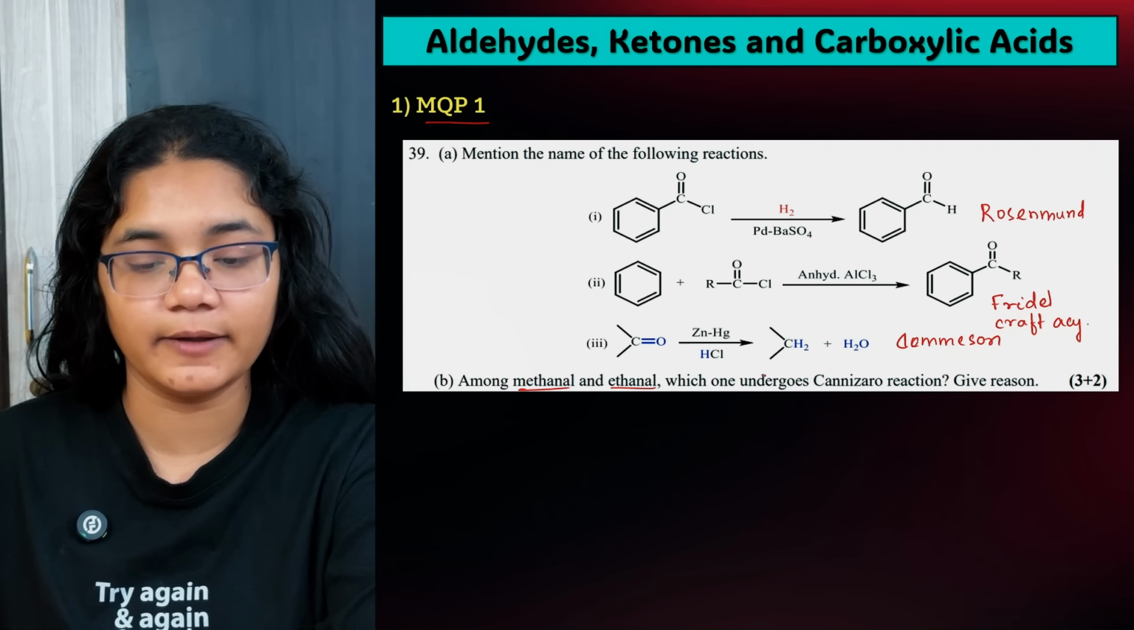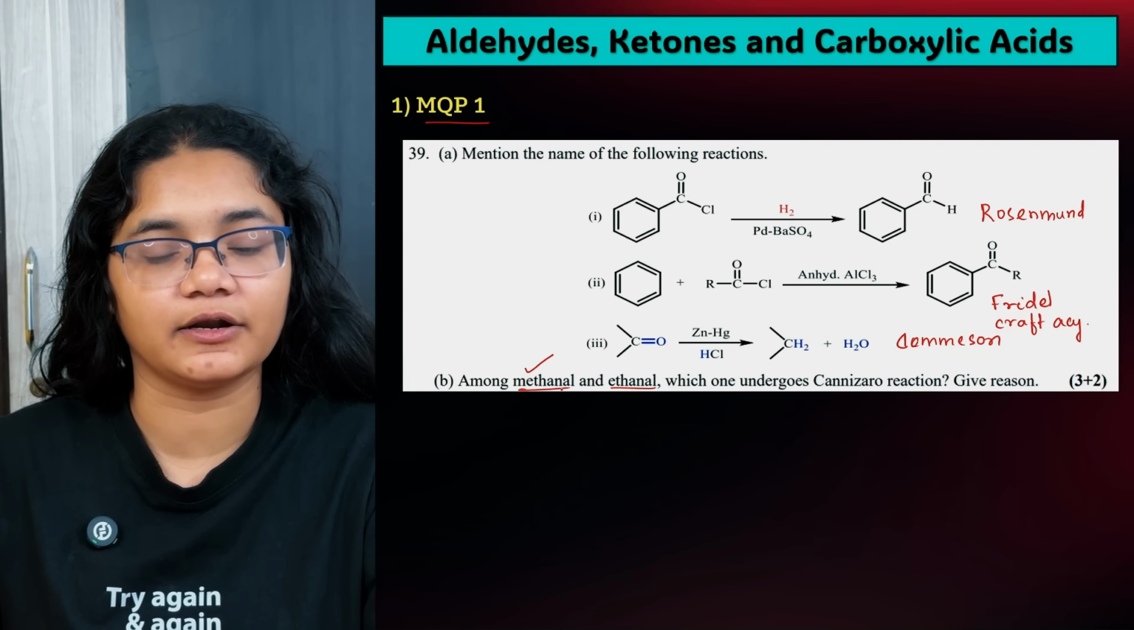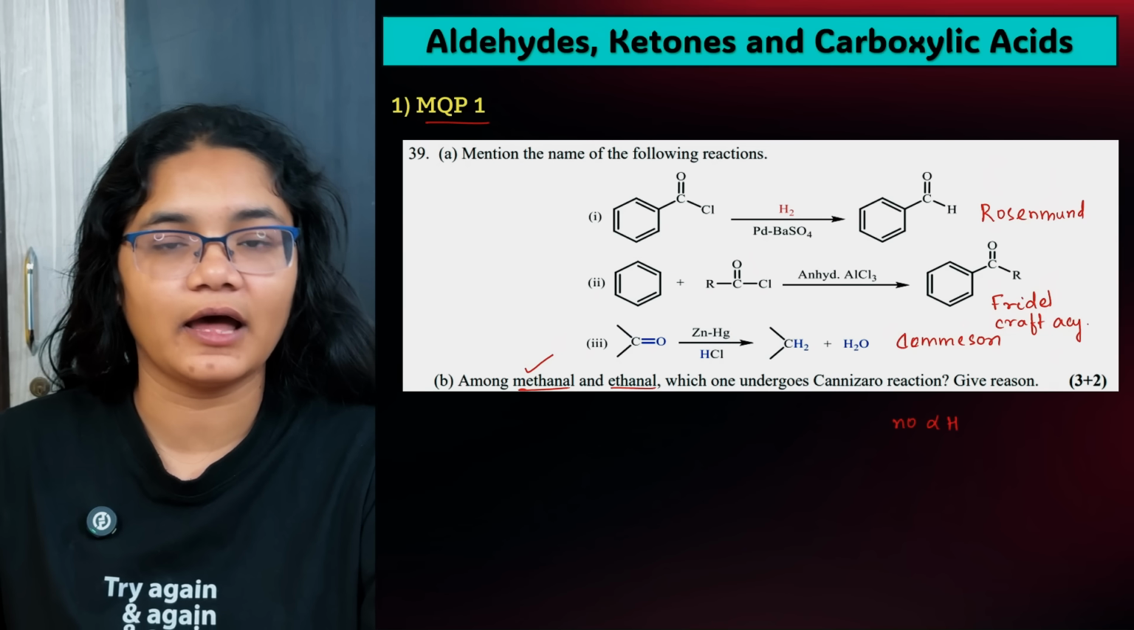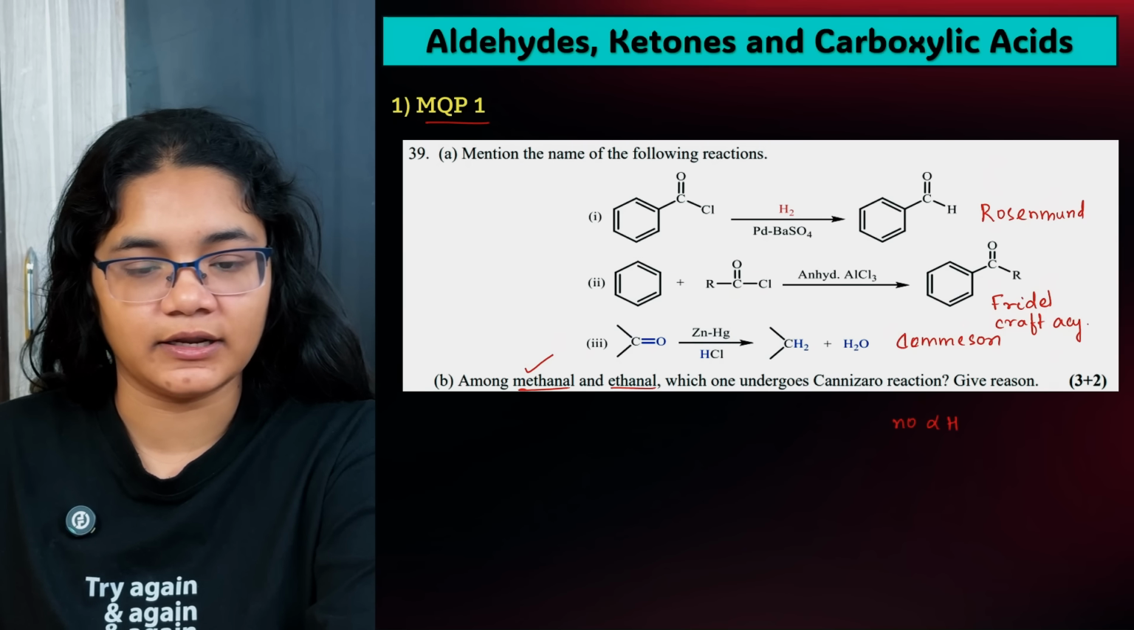Now, among methanal and ethanal, which one undergoes Cannizzaro reaction? Give reason. Okay, so out of these two, methanal will undergo Cannizzaro reaction, and the reason for that is because it has no alpha hydrogen. So that's all in the first paper.